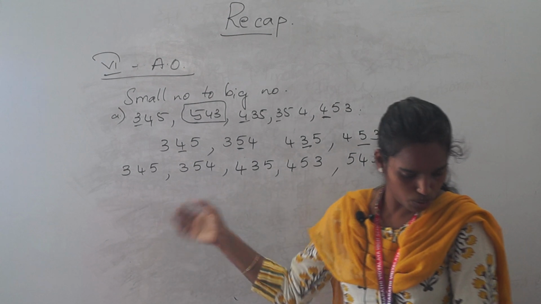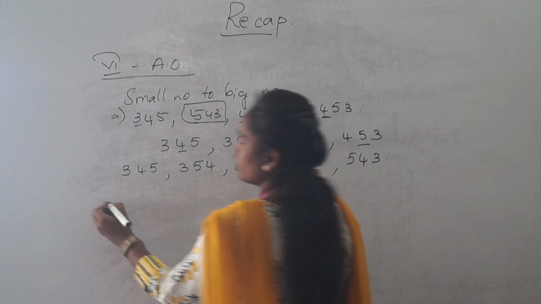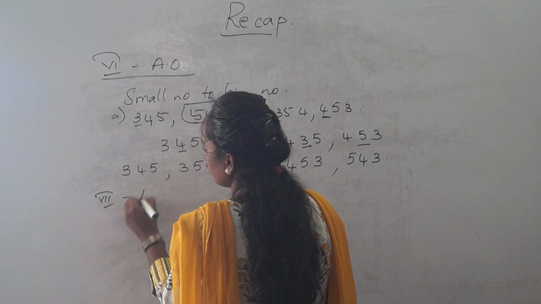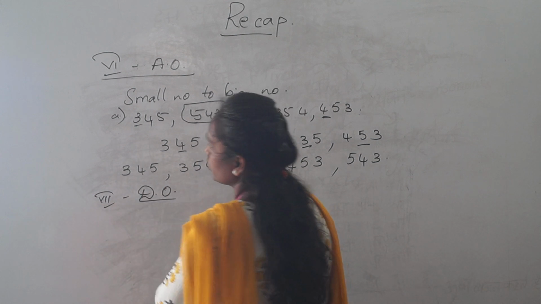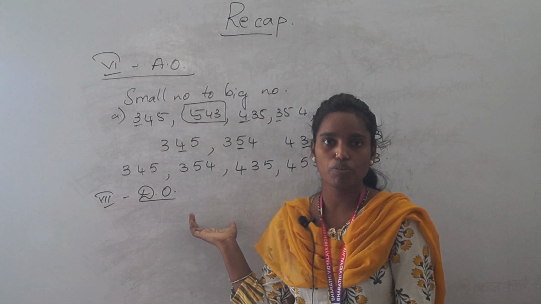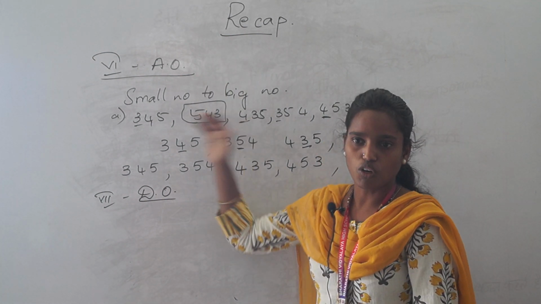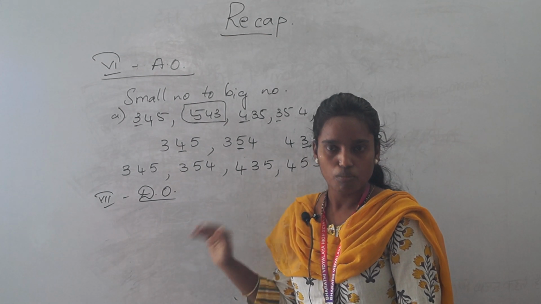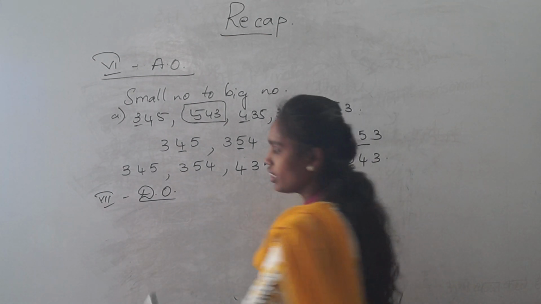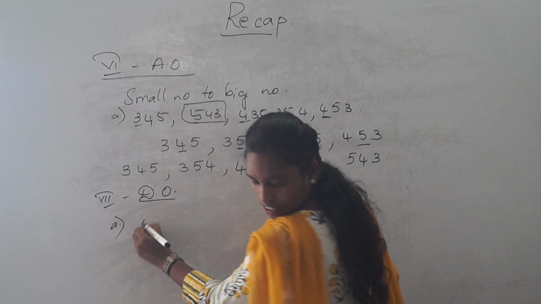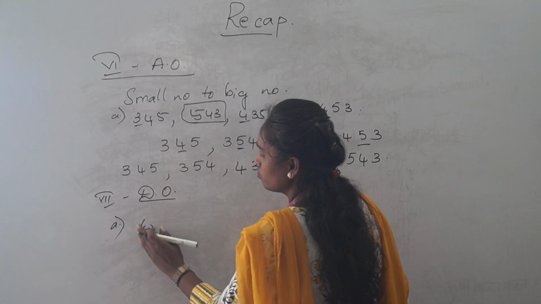Okay, similarly you do the B bit. Now the 7th bit is descending order. Descending order means big to small. So while ascending order is small to big, here descending order is big to small. Okay, let's go with A bit, that is 471.